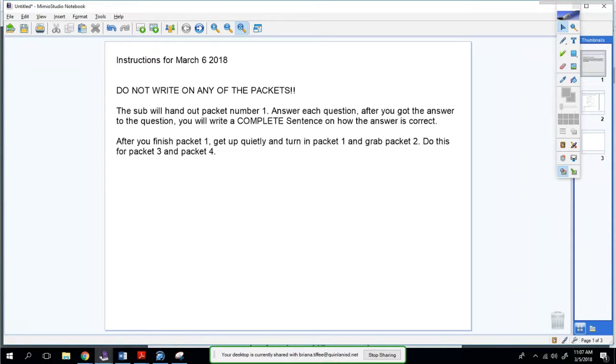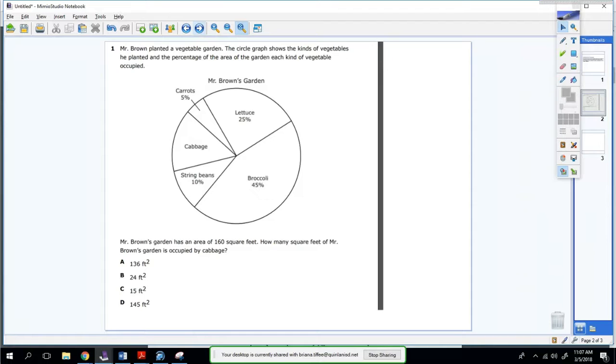At the very end of class, you're going to take all your scratch paper, make sure your name is on it, staple it if need be, and turn it into the correct bin. You'll be receiving credit for today. So this is how I expect you to do each question. So this is question 1 on packet 1. So you're going to solve it, okay?